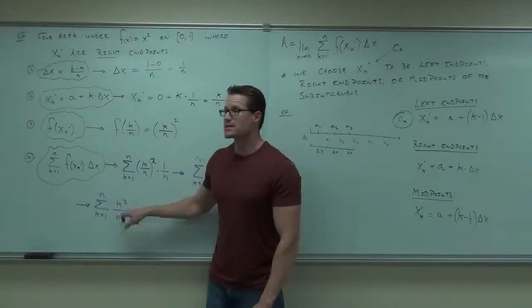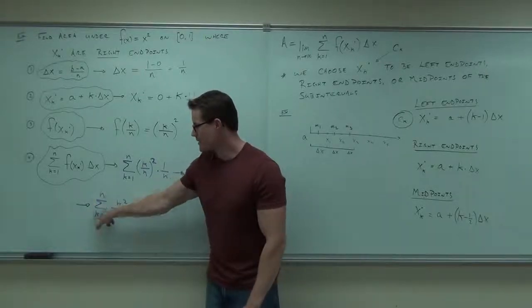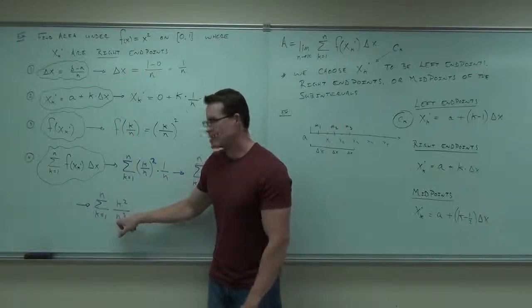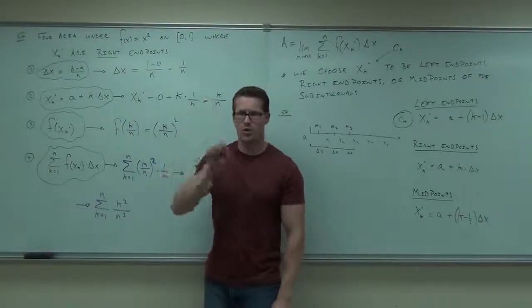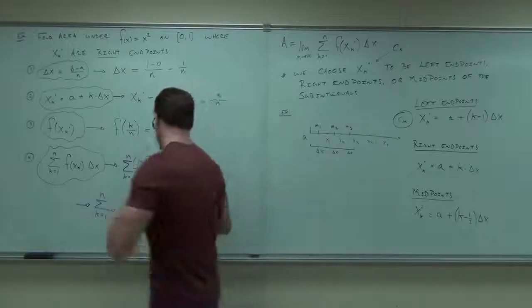Now, n cubed. The n cubed does not deal with k. We're talking about that k right there, not that n. Everything's going to n. That you can pull out. Is it n cubed or 1 over n cubed? 1 over n cubed.